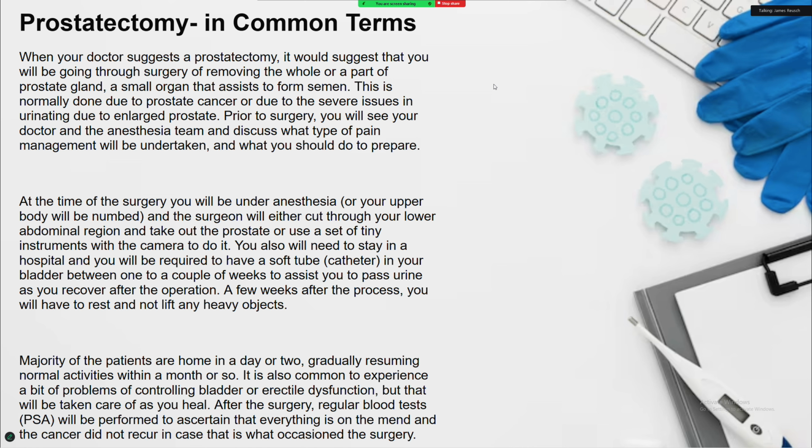Most people go home in 1 to 2 days and slowly return to normal activity within a month. It is common to have temporary issues with bladder control or sexual function, but those often improve as healing continues, and after surgery, PSA tests will be used to make sure that the cancer has not returned.